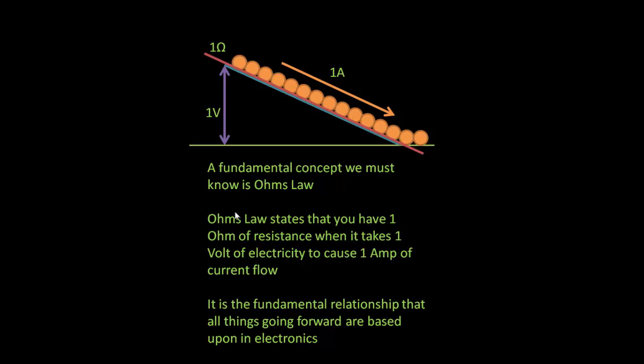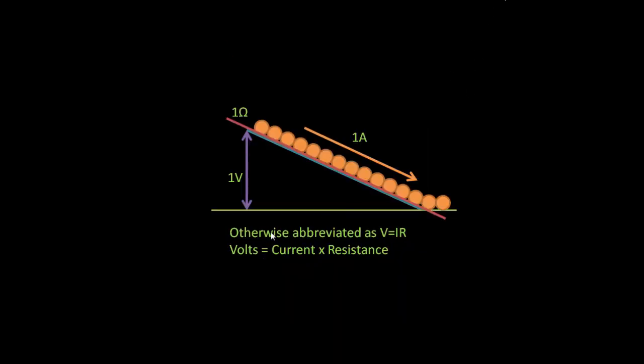So basically 1 volt causes 1 amp of current flow would equal 1 ohm of resistance. It is the fundamental relationship that all things going forward are based upon in electronics. So you've got to learn this one. Another way to represent this is to say that volts equals current times resistance. Not going to get into the physics behind that. You just learn it, know it.